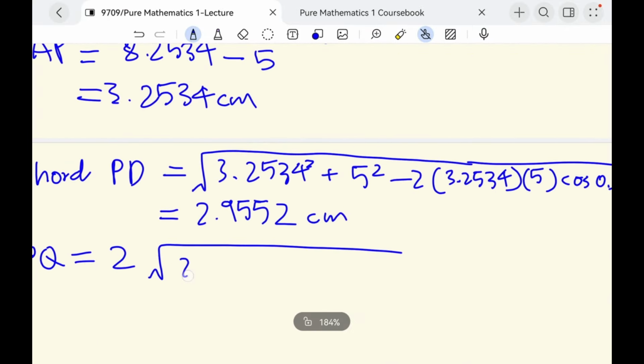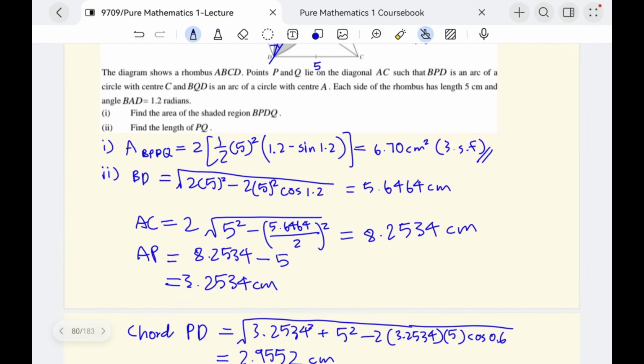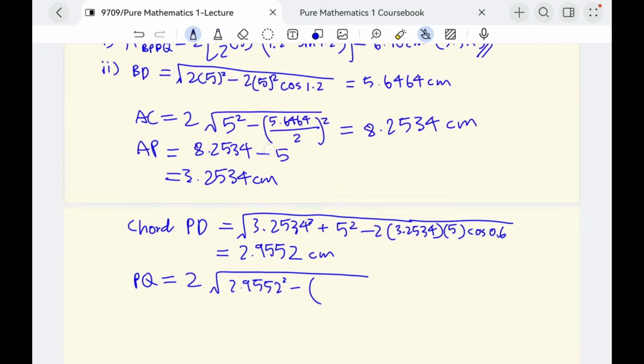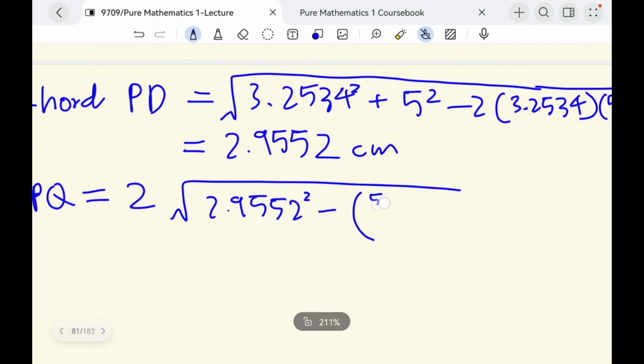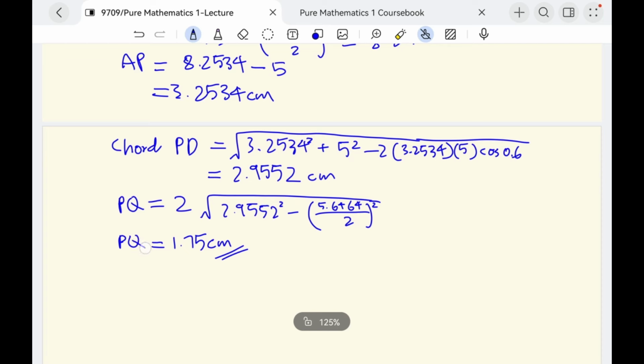So your PD is 2.9552 square minus the half of the 5.6464. It's over here. Okay? 5.6464 divided by 2. And finally, you'll obtain the answer of 1.75 cm as your final answer for the length of PQ. That's all for this question. Okay?